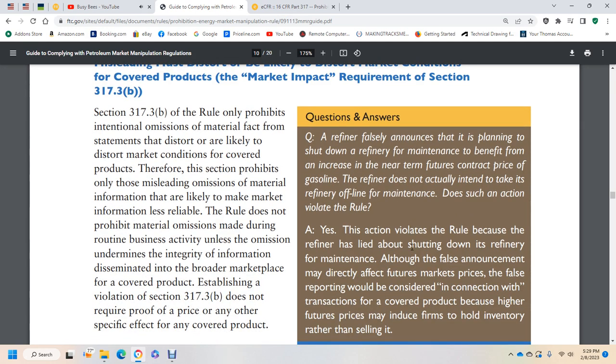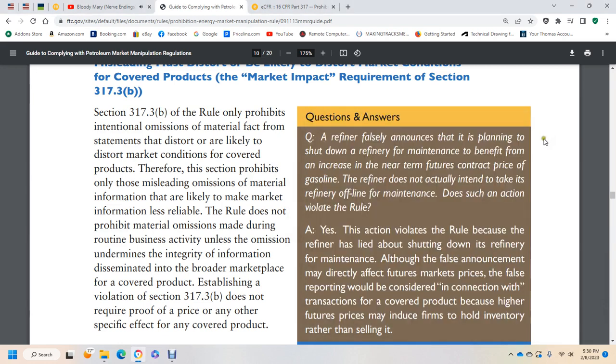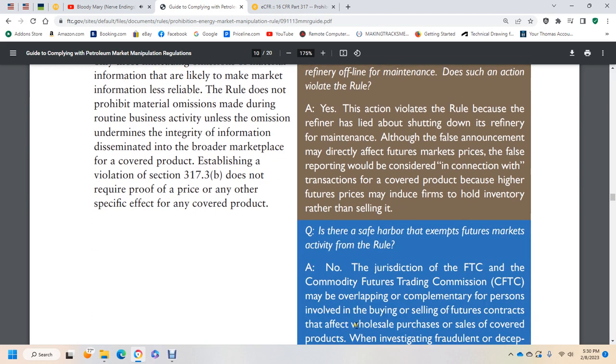Yes, the action violates the rule because the refiner lied about shutting down the refinery for maintenance. Although the false announcement may directly affect the future market price, the false reporting would be considered to be in connection with the transaction of the covered product, because higher future prices may induce firms to hold inventory rather than sell it.